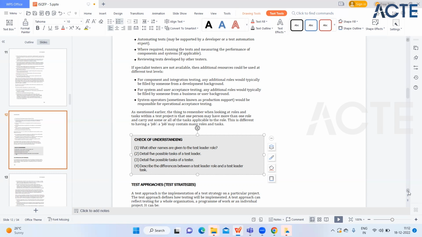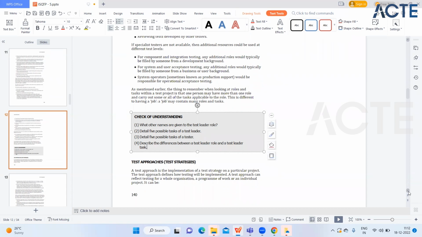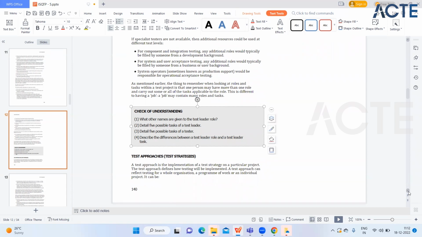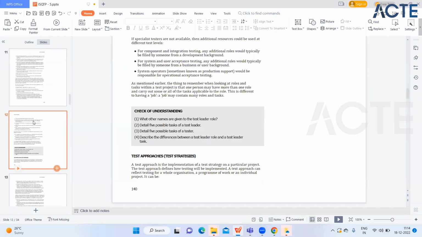Okay, so now we'll be reading about test approaches or test strategies. Now we have to check these test approaches or test strategies. A test approach is the implementation of a test strategy on a particular project.